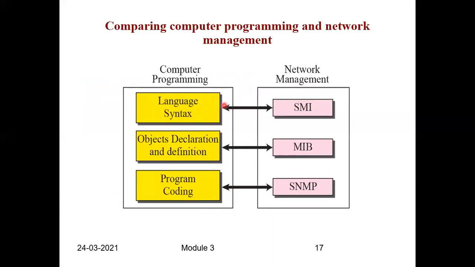So continuing with this aspect, last lecture I had given you an analogy. If I compare network management with computer programming, in network management we have SMI, MIB and SNMP. SMI, you can say, is nothing but the language or the syntax that I am using. MIB is nothing but when you are writing a program, we declare the object and we define certain objects. So that is your MIB. And what is your SNMP? The structure of the program or the coding. Okay, so that is your SNMP.